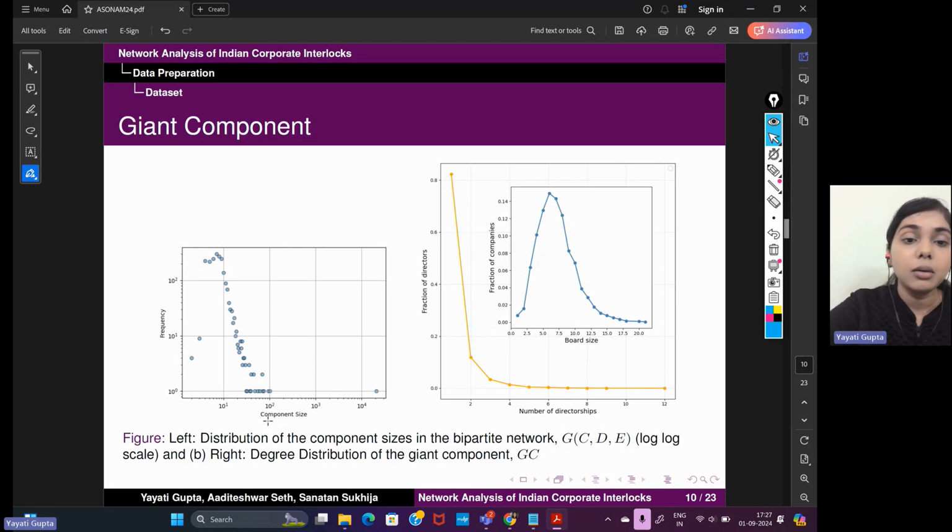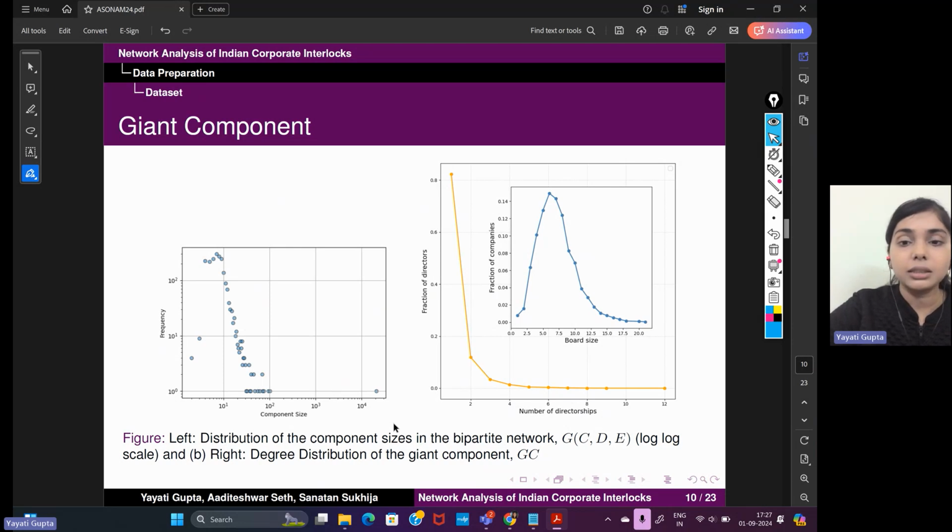As you can see, around 2,000 components have size less than 100, and there is one big giant component of size more than 10,000. Now, if you look at this giant component, it is not as giant as is observed for other major economies. Mostly in complex networks, the giant component occupies more than 70 or 80% of the nodes, but in our case, this giant component has 51.5% of the nodes in the network.